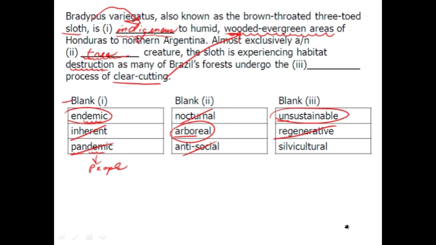And then silviculture, which is probably just not a word you see every day. Silvicultural means just of relating to the maintenance of trees, and maybe you know the word sylvan. Sylvan is of relating to the woods or the forest or trees, and that same root there, sylv. So silvicultural, relating again to management of trees, but it doesn't have that connotation of some negative process that is destroying everything the way unsustainable does. And there are our three answers: endemic, arboreal, and unsustainable.